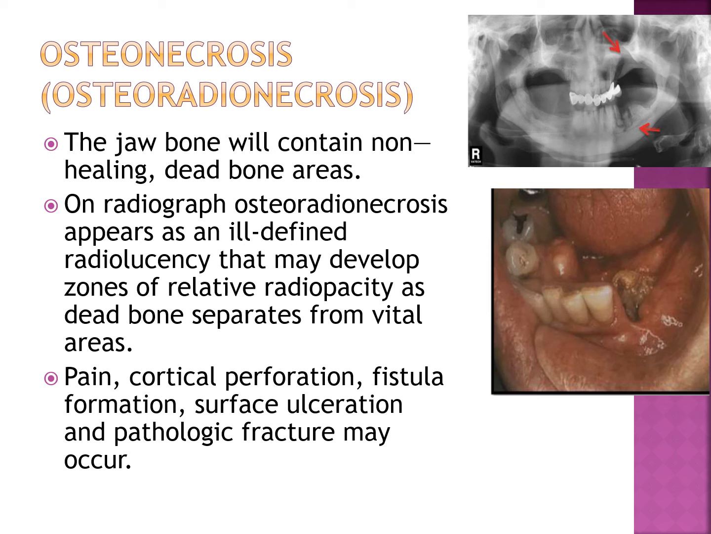On radiograph, osteoradionecrosis appears as an ill-defined radiolucency that may develop zones of relative radiopacity as dead bone separates from the vital area. Pain, cortical perforation, fistula formation, surface ulceration, and pathologic fracture may occur, as appear in the X-ray and the clinical case.